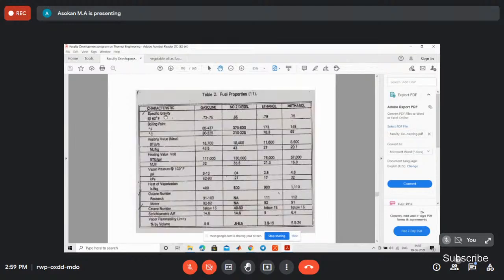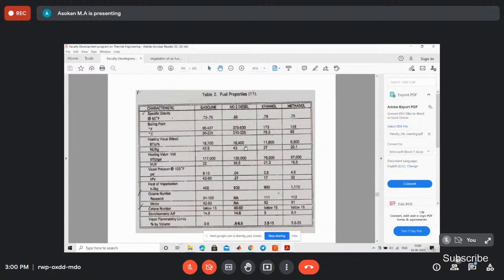And important property, yeah, this is the important property of specific gravity. Suppose we go for ethanol and methanol to reduce the emission level. So the gasoline is 0.72 to 0.75, ethanol 0.79, methanol 0.79. So it almost matches with gasoline. And also see boiling point 85 to 437, ethanol 173, 139. Okay. And the heating value is 43.5 for gasoline and ethanol 27, methanol 20. So it is almost 50% of the heat of gasoline.